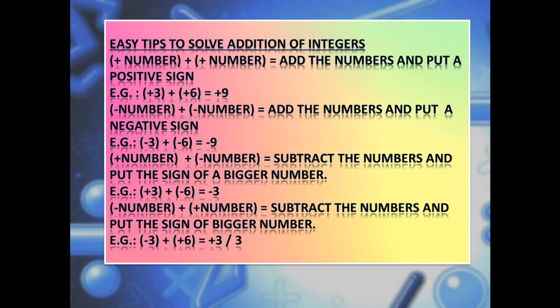Again, last point, a negative number is given and it is asked to be added to a positive number. Subtract the numbers again and put the sign of the bigger number. So which are the numbers here? 3 and 6. 3 has a negative sign and 6 has a positive sign. Subtract it, I get 3 again. So which is the bigger number? 6 is the bigger number. Its sign is positive. The answer will also have a positive sign.